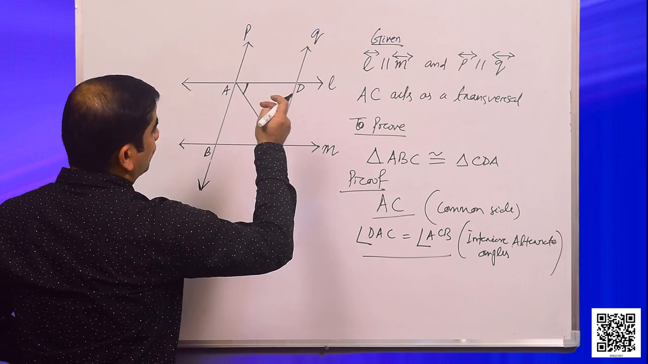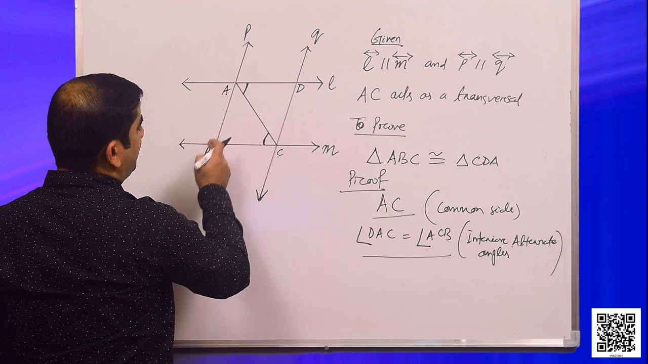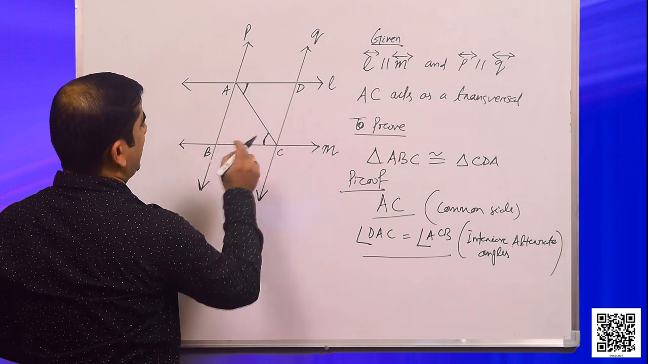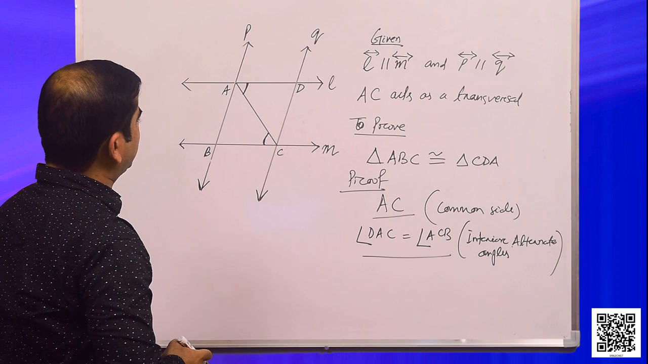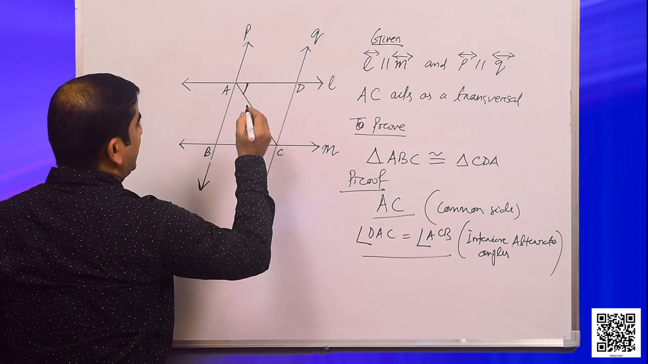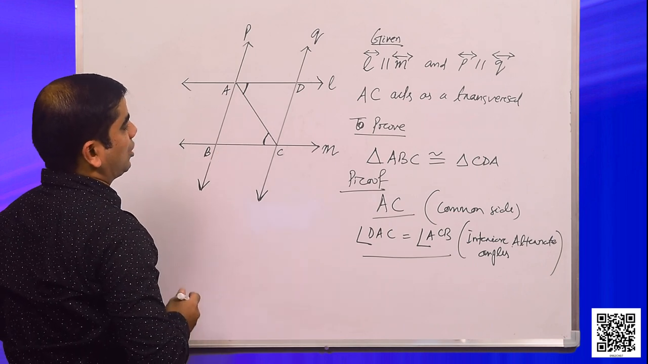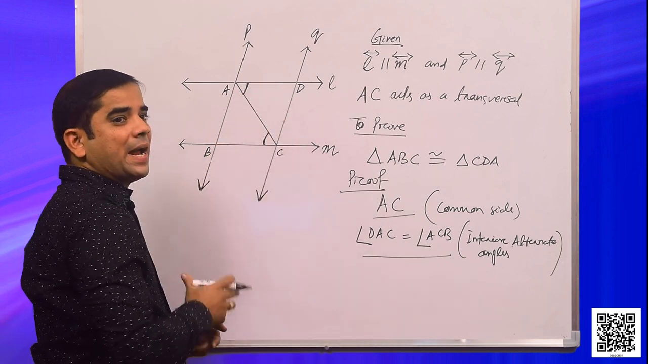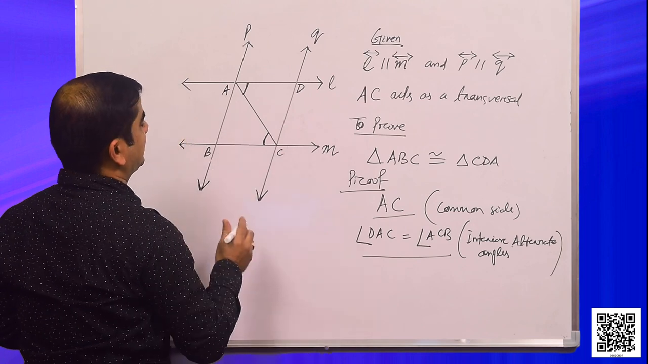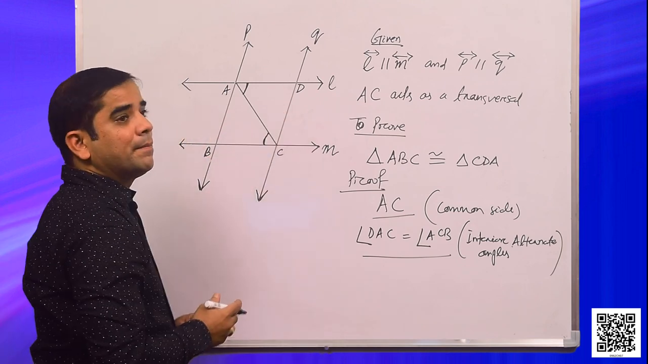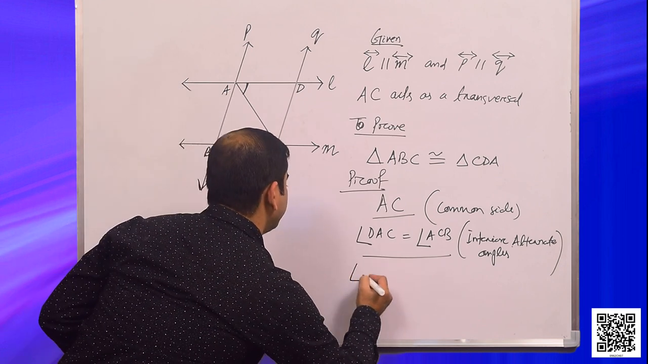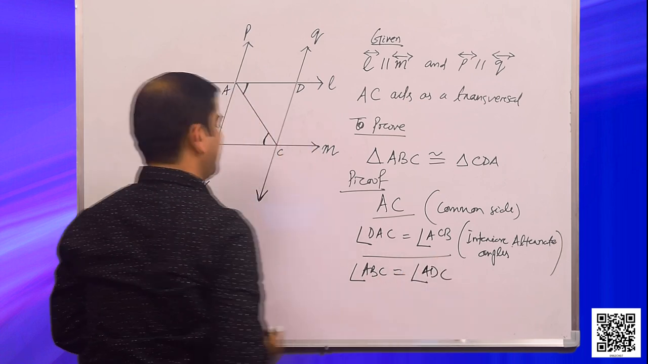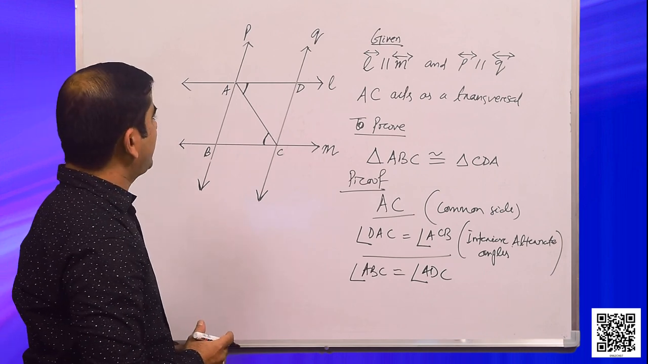Now, if we concentrate on angle ABC and angle ADC, we can see that ABCD is a parallelogram, isn't it? ABCD is a parallelogram because these are two pairs of parallel lines intersecting each other. That's why angle ABC is equal to angle ADC.